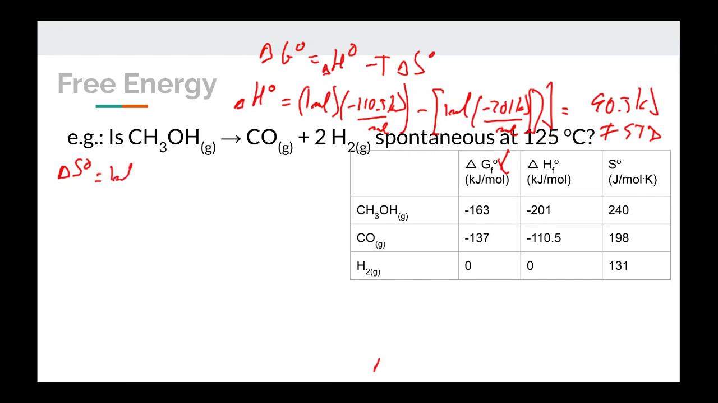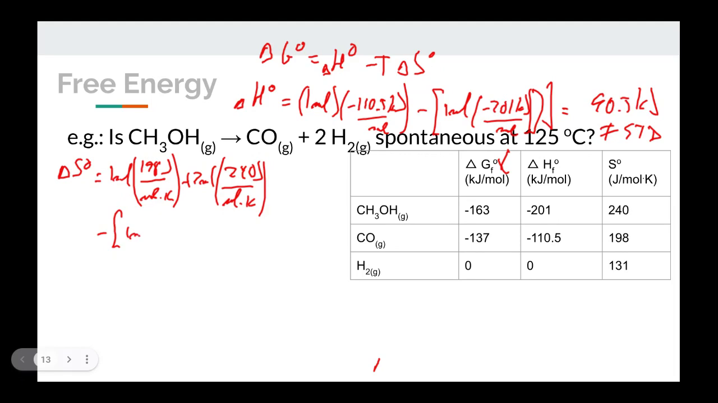Now let's figure out what delta S is, standard delta S. I have 1 mole times 198 joules per mole per Kelvin plus 2 moles times 240 joules per mole per Kelvin minus 1 mole times 240 joules per mole per Kelvin.